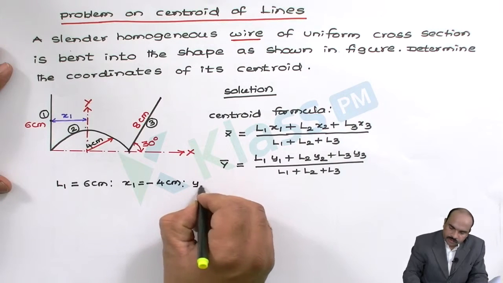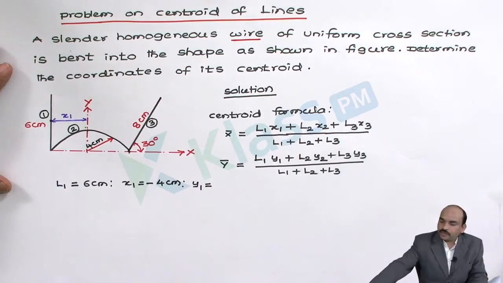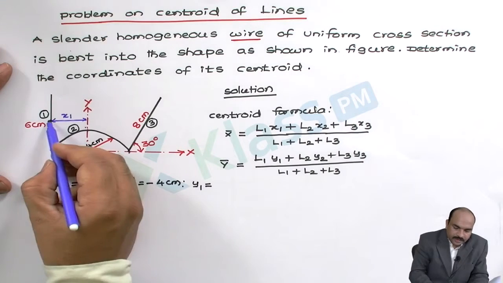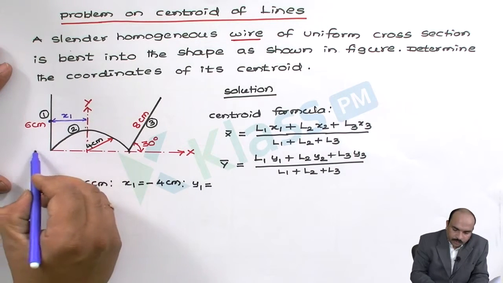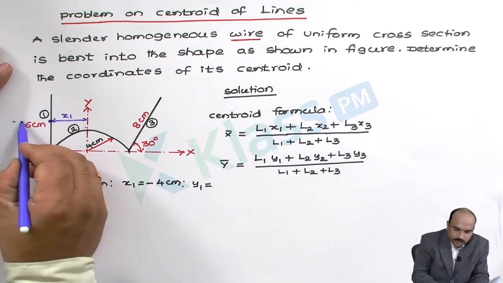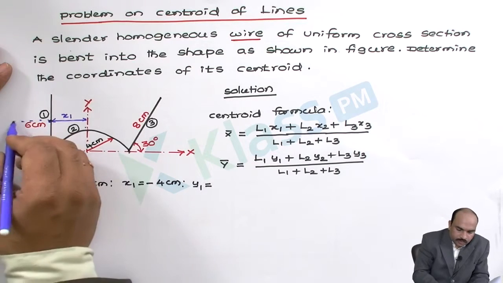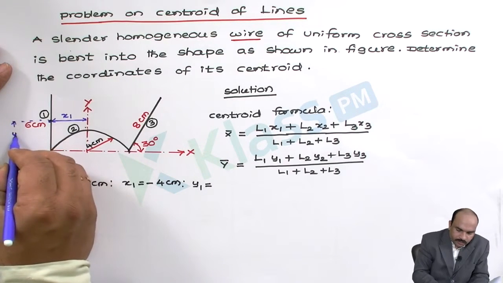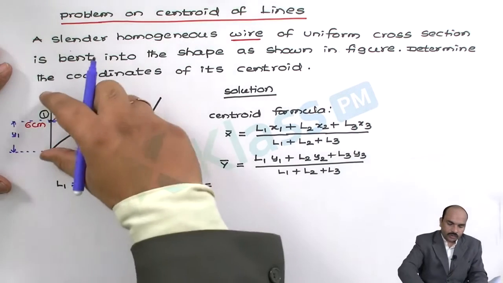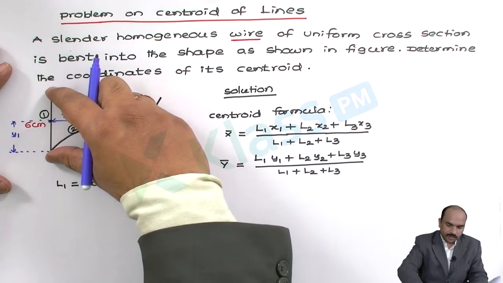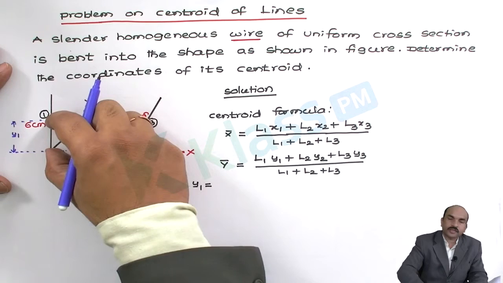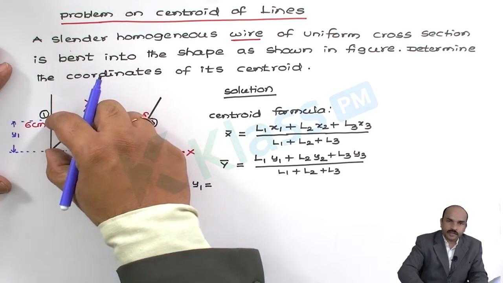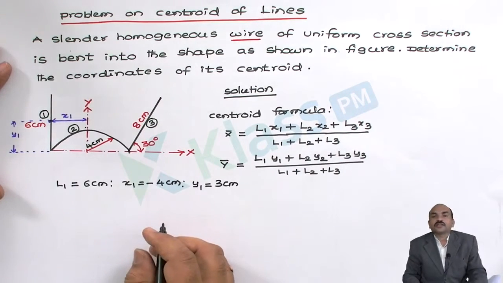Now similarly y1. So y1 is the distance from the center of line 1 up to the reference axis. I will mark in the diagram. So this is the y. We know the total length of the line is 6 centimeters, so up to the center it is half of the 6, that is 3 centimeters. So y1 is 3 centimeters.